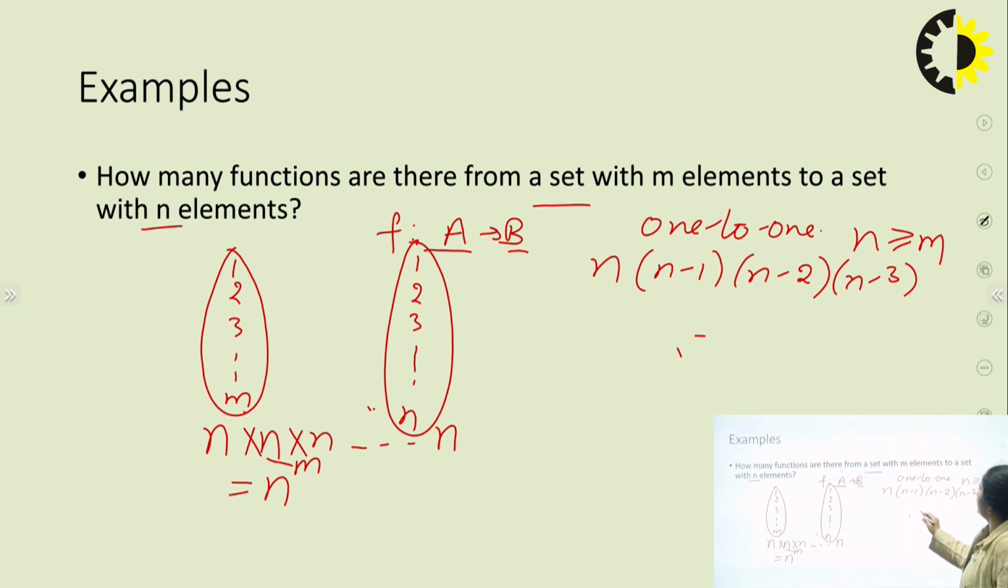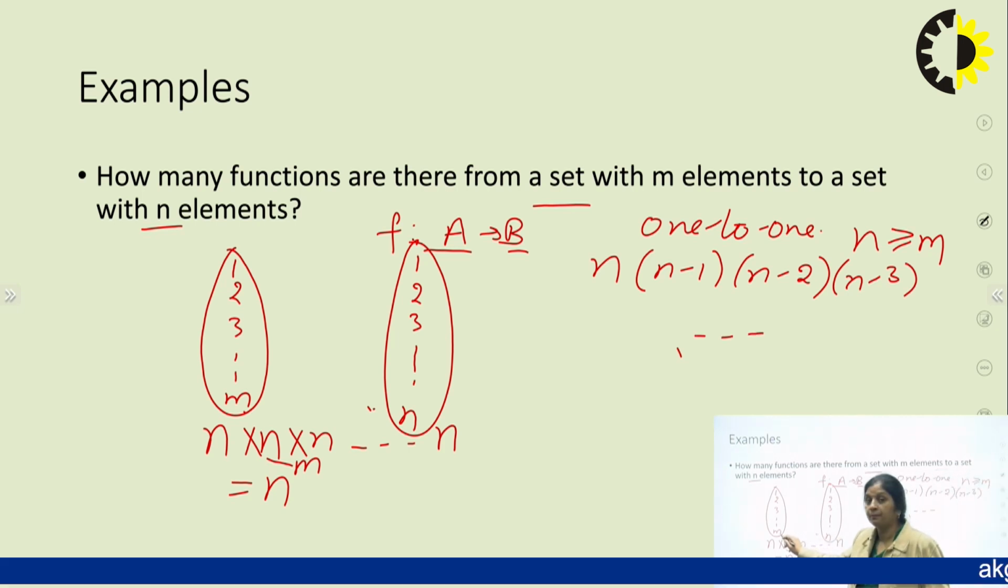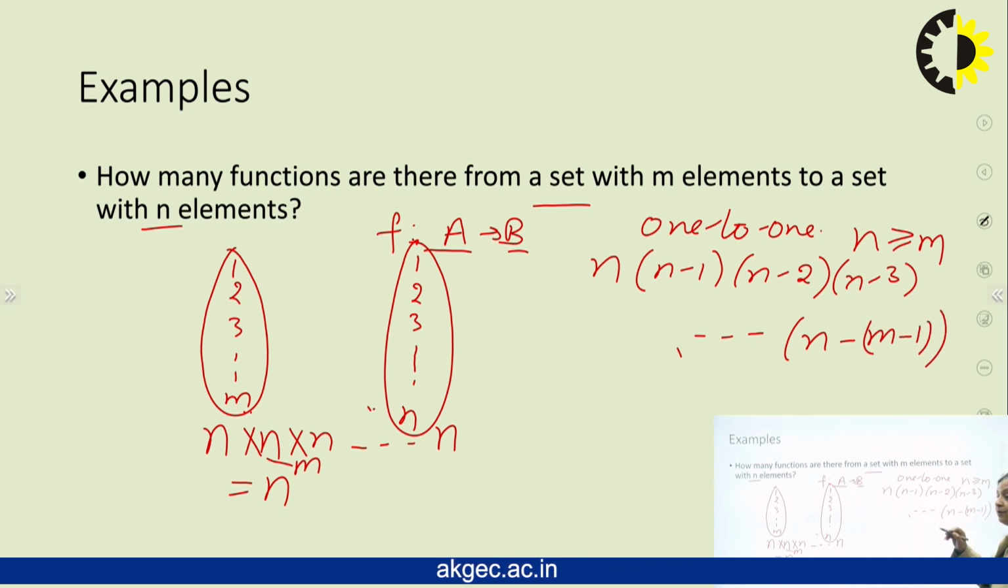And so on. And what will happen to m? What will happen to m? M minus 1 options have already been used. So the others can be images to this. So this is the number of possible functions of which type?